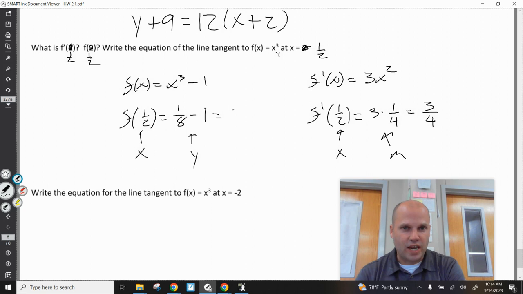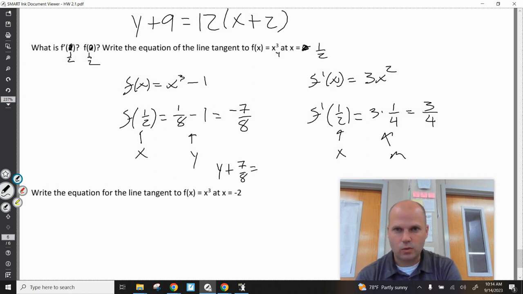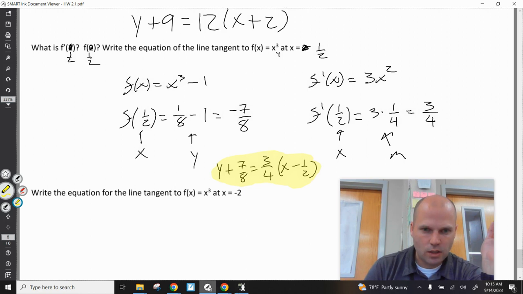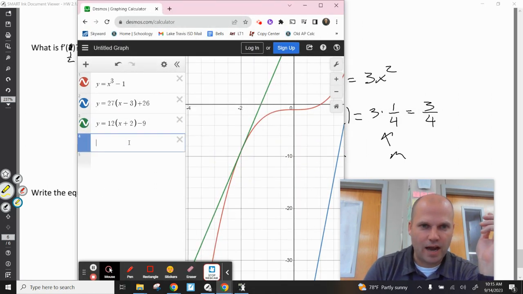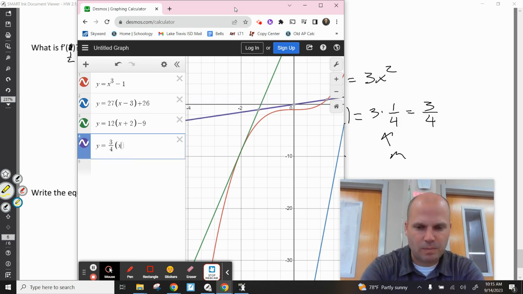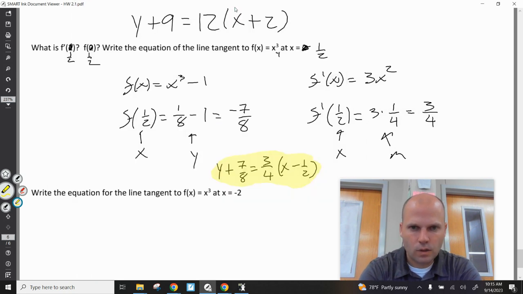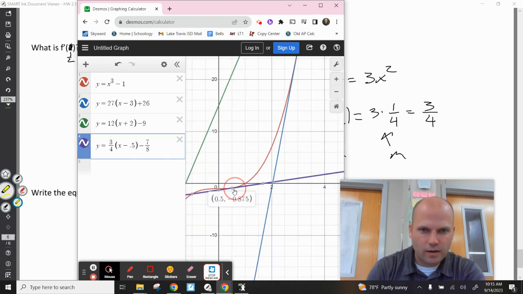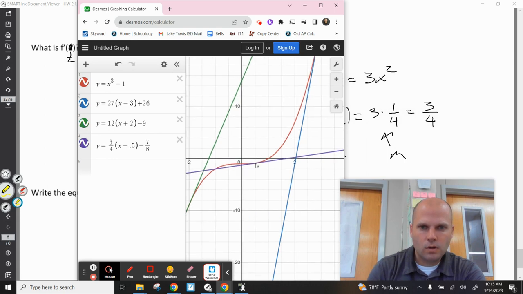This is 1/8 minus 1, so this is negative 7/8. My equation would be y plus 7/8 equals 3/4, my m, times x minus 1/2. This is my equation of the tangent line. You don't need to change it into y equals mx plus b. This is it. In Desmos, I can graph y equals 3/4 times x minus 1/2, minus 7/8. Boom. Right here, at this point, you can see your tangent.